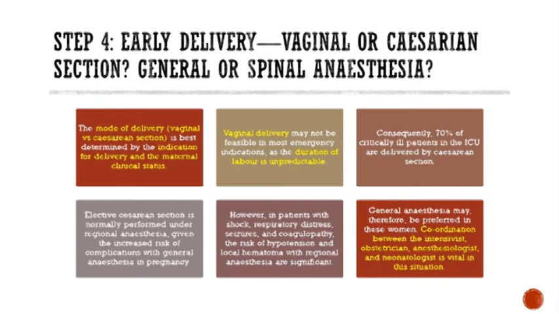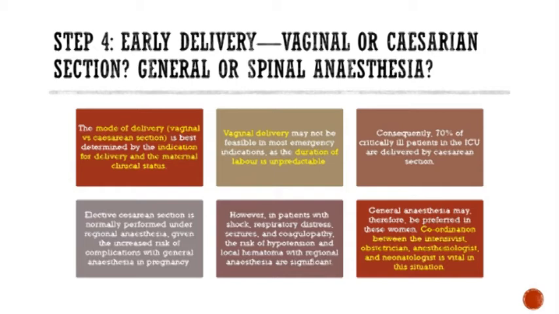The mode of delivery, being either vaginal or caesarean section, is best determined by the indication for delivery and the maternal clinical status. Vaginal delivery may not be feasible in most emergency indications, as the duration of labor is unpredictable. Also, 70% of critically ill patients in the ICU are usually delivered by caesarean section. Elective caesarean section is normally performed under regional anesthesia. However, in patients with shock, respiratory distress, seizures, and coagulopathy, the risk of hypotension and local hematoma formation is significant. Therefore, general anesthesia may be preferred in these women.